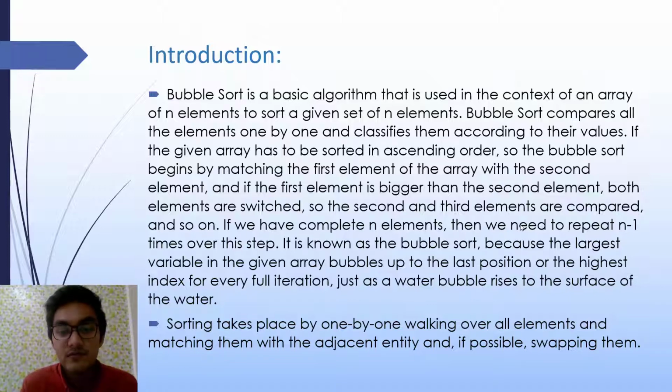It is known as bubble sort because the largest value in the given array bubbles up to the last position, or the highest index, on every full iteration, just as a water bubble rises to the surface of the water. Sorting takes place by walking over all elements, matching them with the adjacent element, and swapping them if needed. So this is bubble sort.